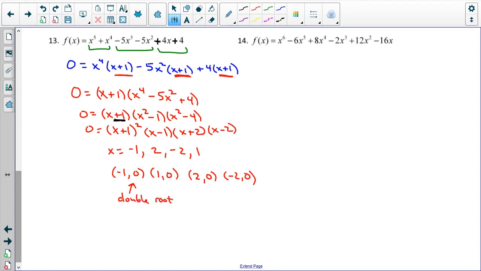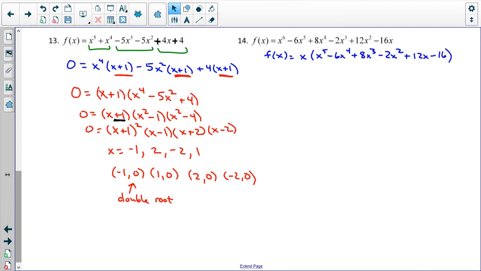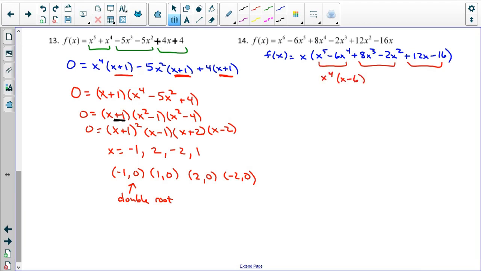Okay, number 14. On this problem, first thing I have to realize is that I have a greatest common factor. So I pull out the x, and I get x to the fifth minus 6x to the fourth plus 8x cubed minus 2x squared plus 12x minus 16. In this problem, if I tried to do it the same way that I did it in the last problem, if I factor out an x to the fourth, I'm left with x minus 6. Don't write this down.